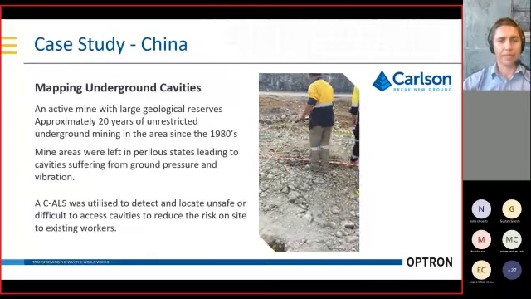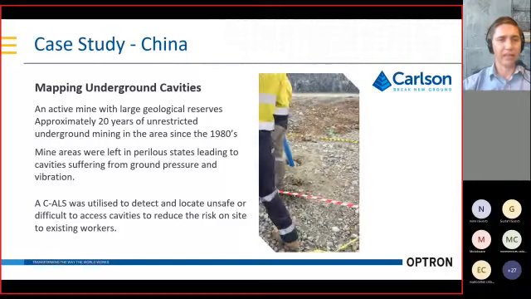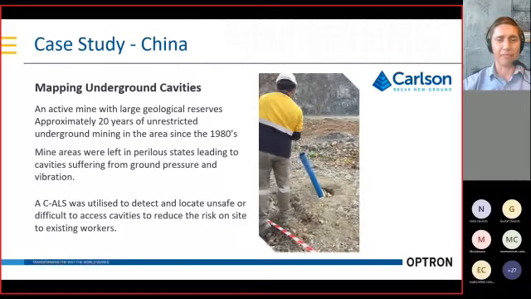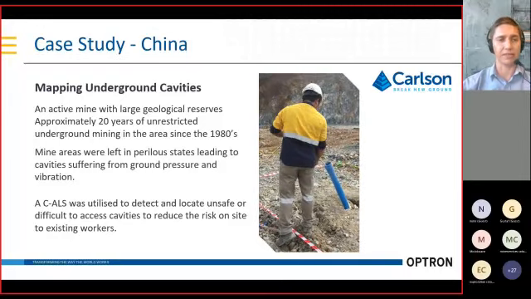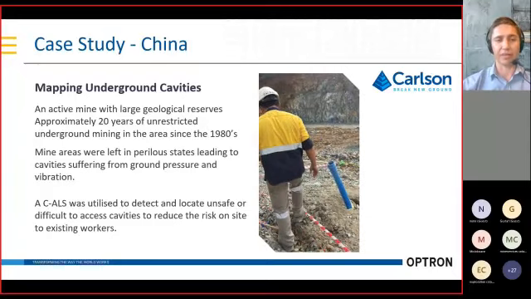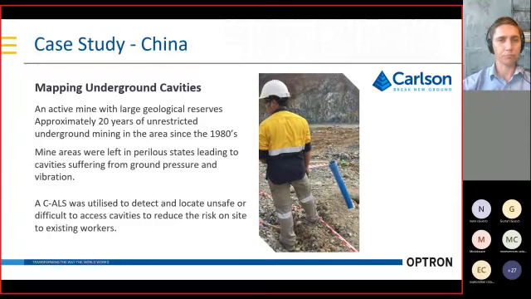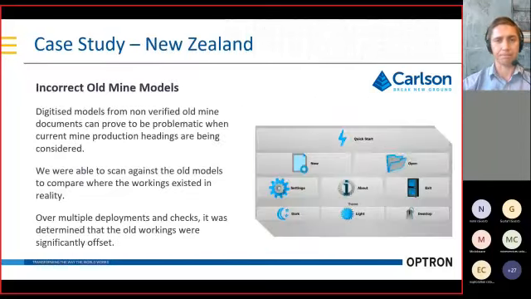Next up is a case study in China. Once again, the guys didn't really have information on the underground operations, and by using the CAL system, they could detect and locate the unsafe and difficult areas. And this is also giving you a good example of how to deploy the CAL system.